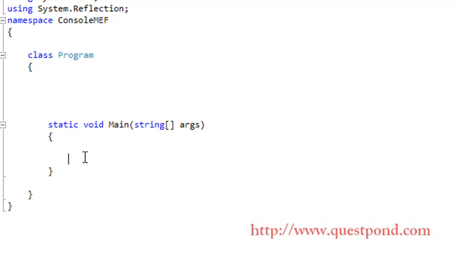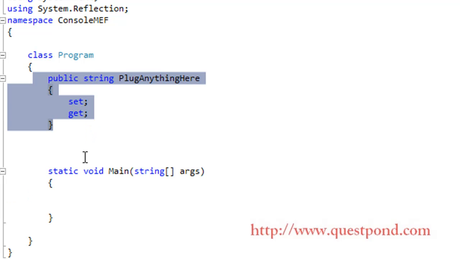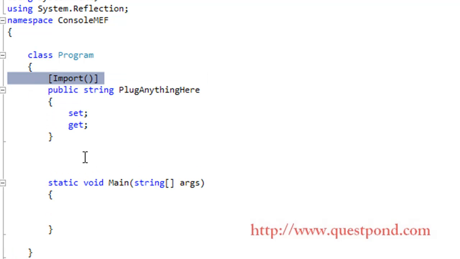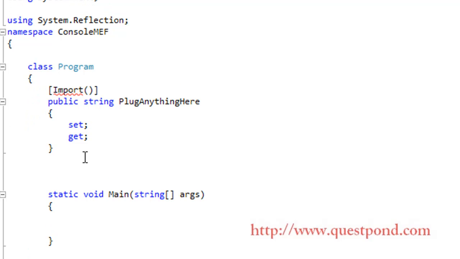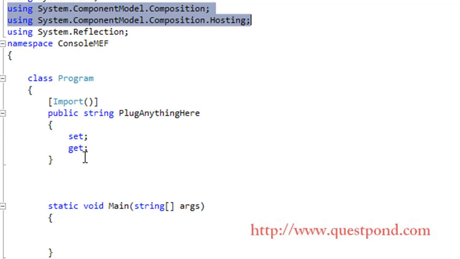So let's create a hook. Here's a simple hook I have created, saying plug anything here. This property or function says that any external vendor can come in here and connect to it. In order to expose your hook to the external world, you need to attribute it with the import attribute. To use the import attribute, you need two namespaces: System.ComponentModel.Composition and System.ComponentModel.Composition.Hosting.